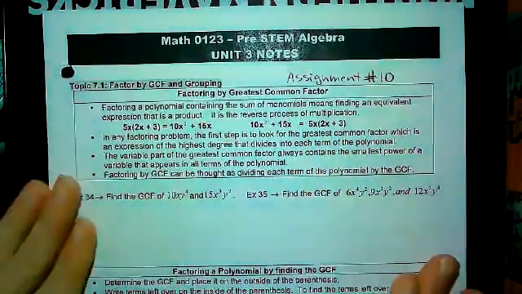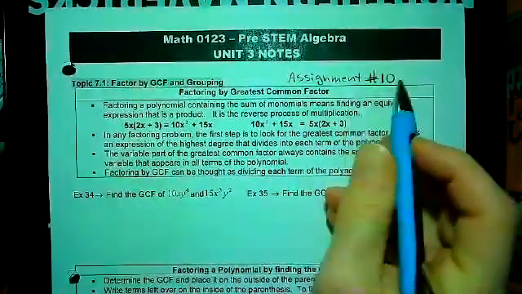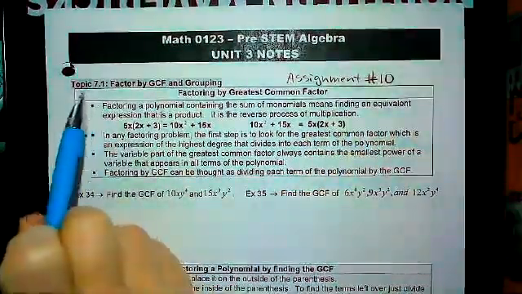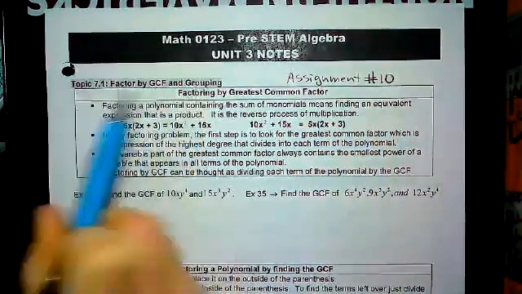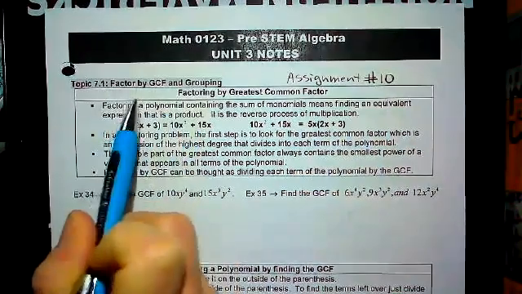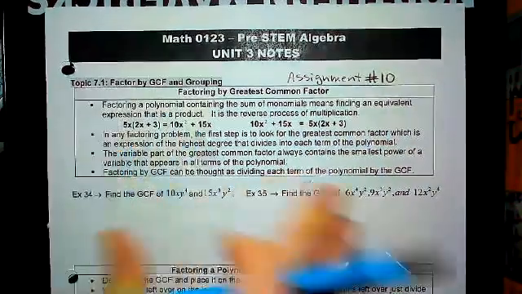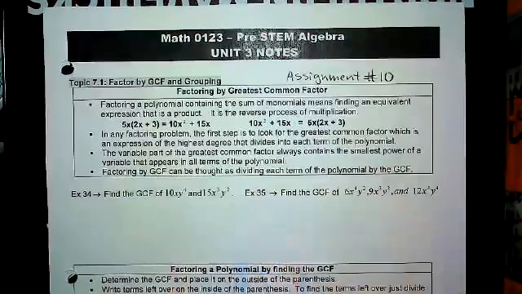This is the lecture that goes with your assignment number 10. We're going to talk about topic 7.1, factoring by GCF and grouping. So remember in some of those previous lectures here in Unit 3, we talk about inverse of things often.